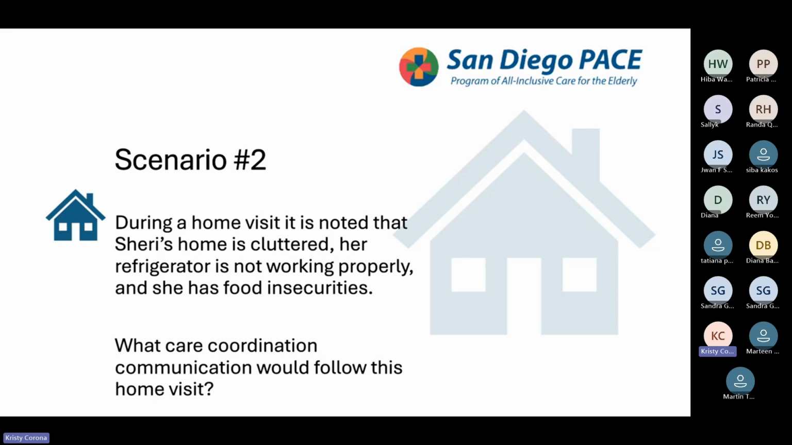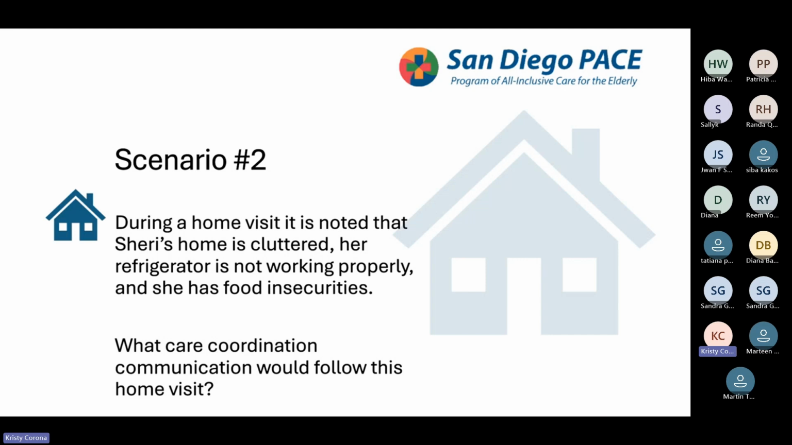So this is where it's going to depend, right? Because if the refrigerator's not working and they live independently, PACE might need to address this during the team meeting and either authorize a new refrigerator for that participant, or have that refrigerator removed also.